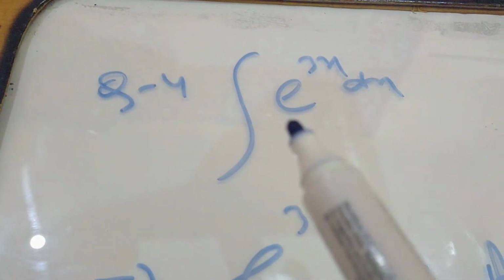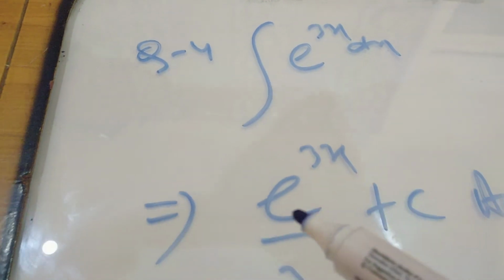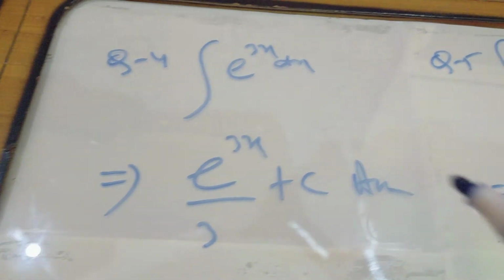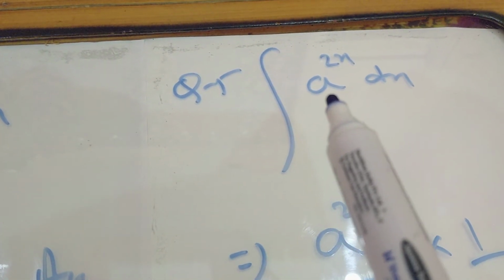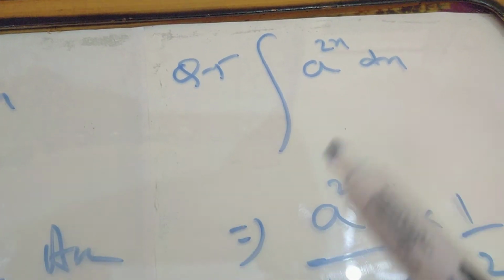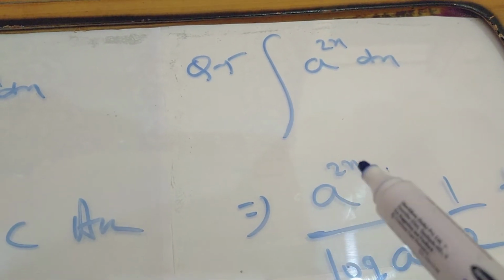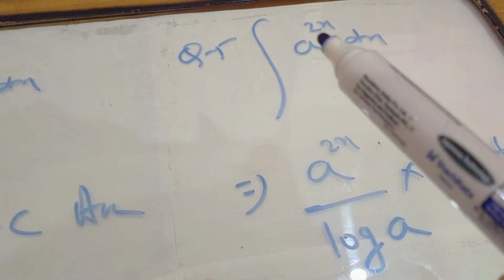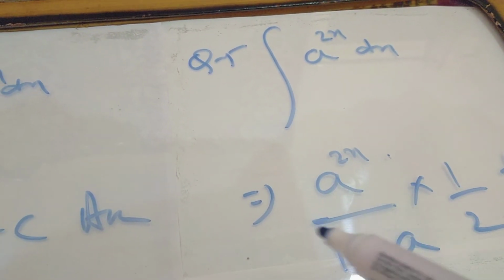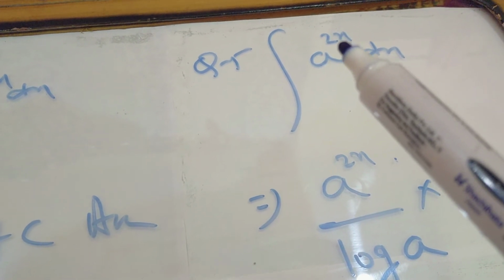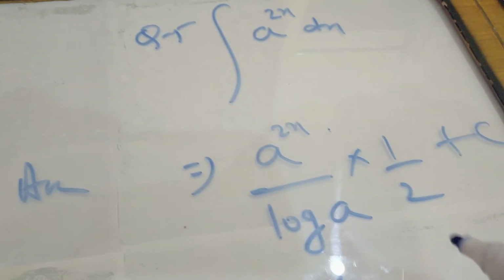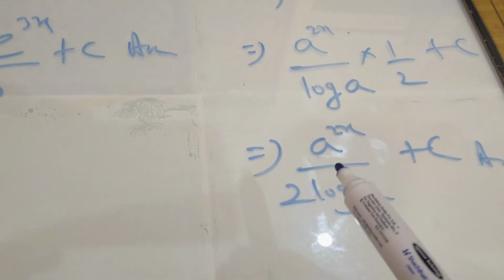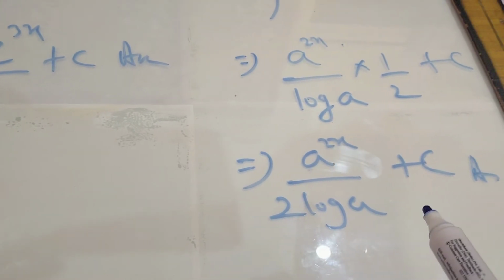Question number 4, e raised to the power 3x dx. It will give e to the power 3x upon 3 plus c. So this is the direct answer. Question number 5, a raised to the power 2x. Here we will use the formula for a to the power x, that is a raised to the power 2x upon log a. By chain rule, or the method of substitution, or we can say the direct formula, we have to write the coefficient of x in the denominator, that is 1 upon 2 plus c. So the final answer is a raised to the power 2x upon 2 log a plus c.